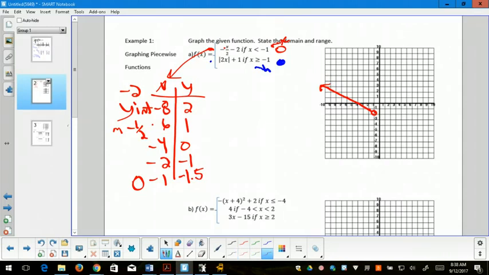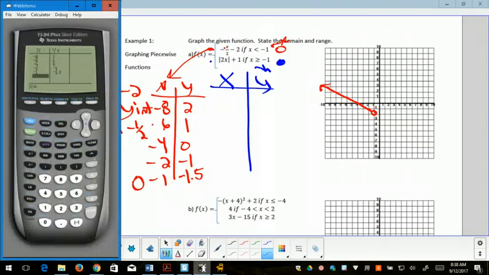For my second piece, I have the absolute value of 2x plus 1, which I could make a table for real quick in my head, but I'm just going to look at the calculator anyhow just to make sure you're familiar with how to use it. So this is our x, and then here's our y value. I'm going to go to y equals and clear it, and then go to math, number, absolute value, 2x, and outside of the absolute value symbol, plus 1.